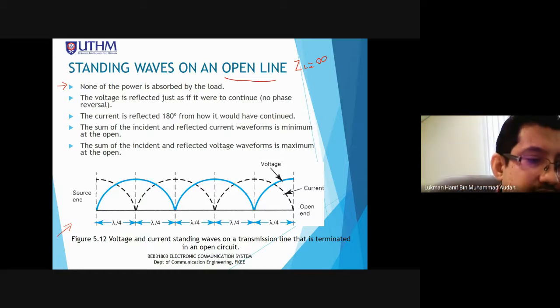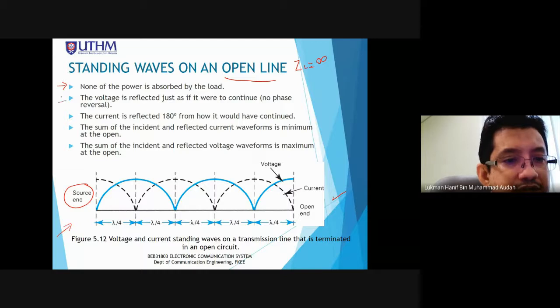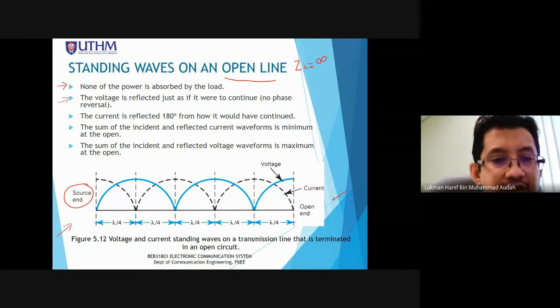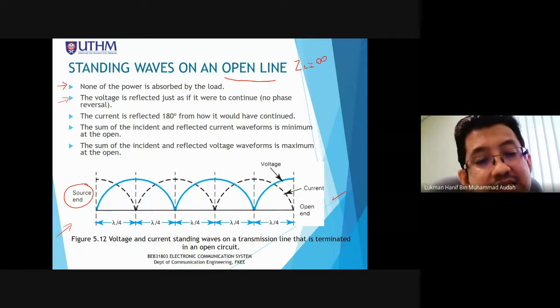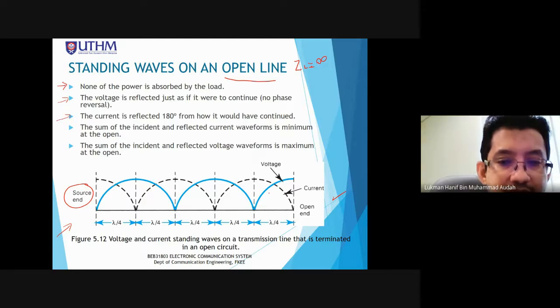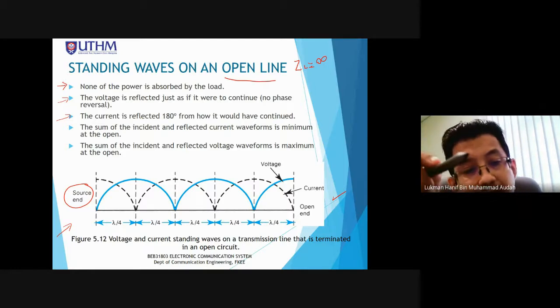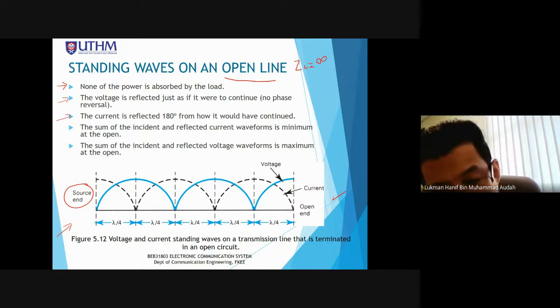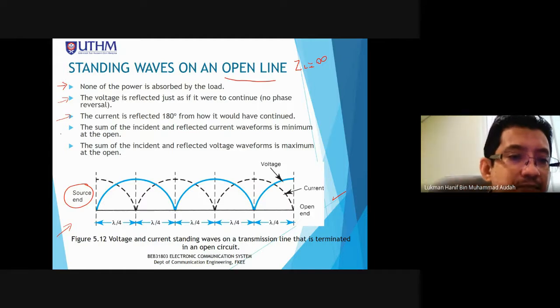Okay. So you see that here the source is on the left, the load is on the right. And it is said that the voltage is reflected just as if it were to continue, no phase reversal. Maknanya untuk voltage yang color biru ni, dia akan dipantulkan semula kepada source tetapi tidak ada perubahan fasa. Manakala current yang dotted lines ini, the current is reflected 180 degree from how it would have to continue. Maknanya berlakunya perbezaan fasa antara incident current dan juga reflected current sebanyak 180 darjah. So the sum of the incident and reflected current waveform is minimum at the open.